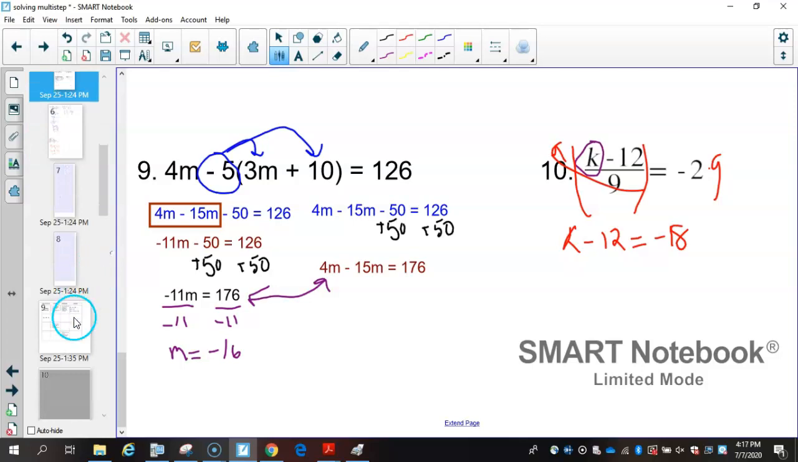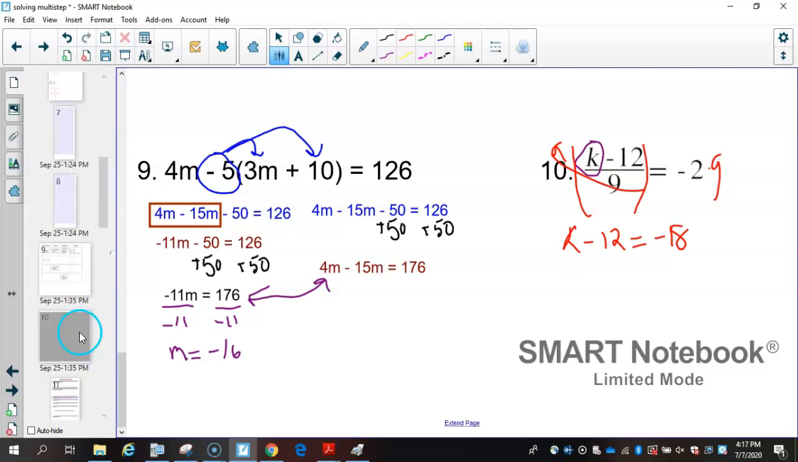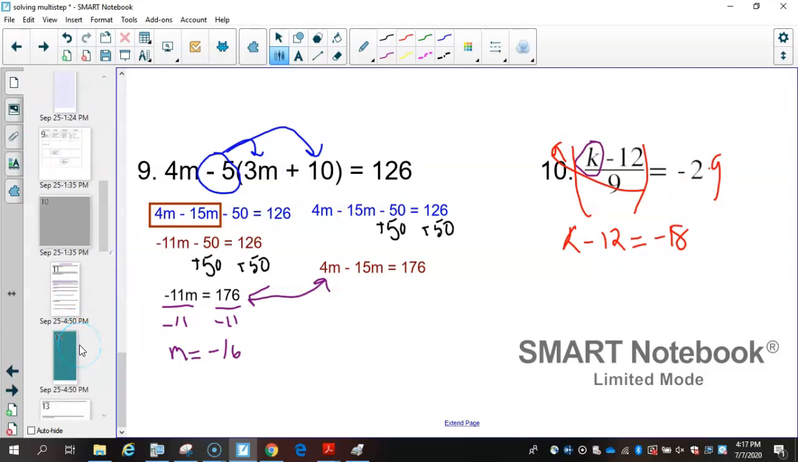Right? So in a minute I'm going to show you a couple other ways you could solve these problems. And this other method I'm going to show you is completely optional. If you'd like this method, use it.